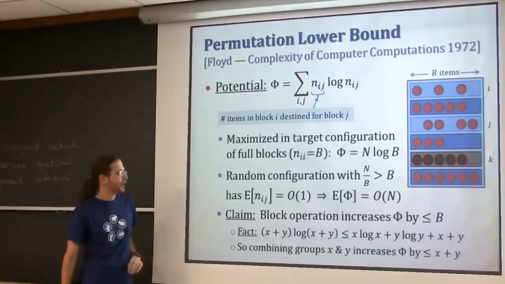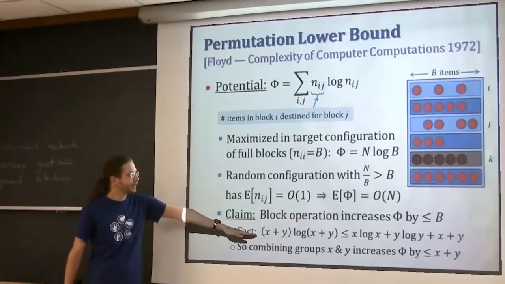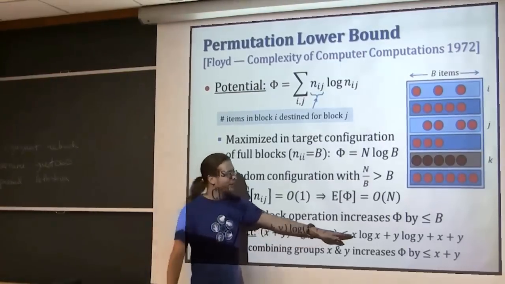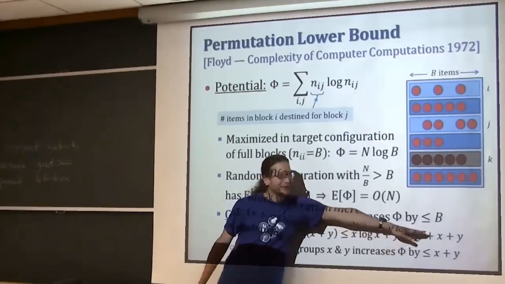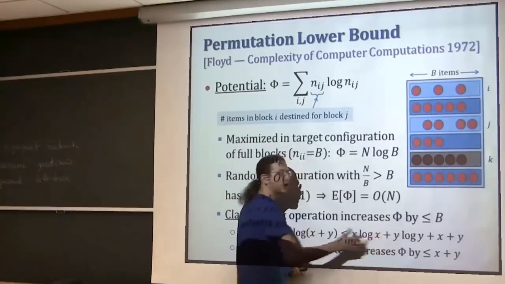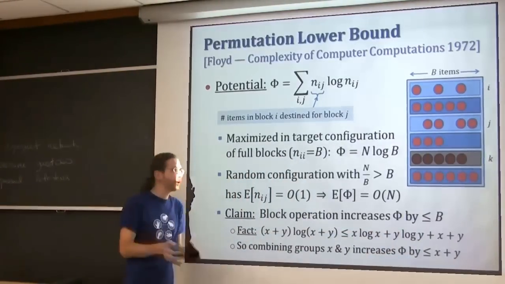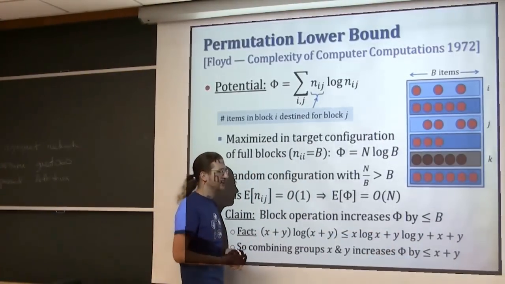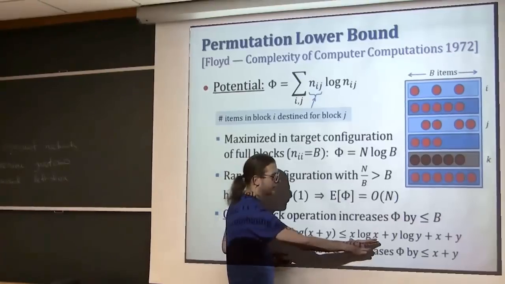I'll just sketch. The idea is this fun fact, that x plus y log x plus y is at most x log x plus y log y plus x plus y. What this means is if you have two clusters, our goal is to sort of cluster things together and make bigger groups that are in the same place or in the correct place.